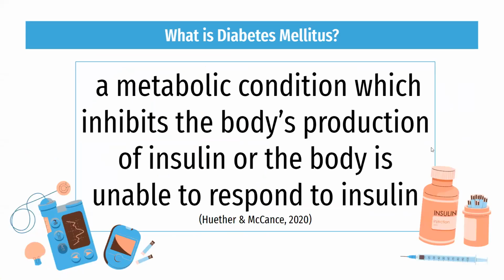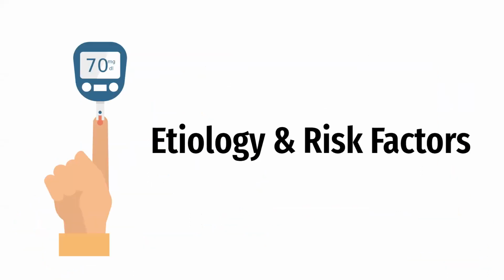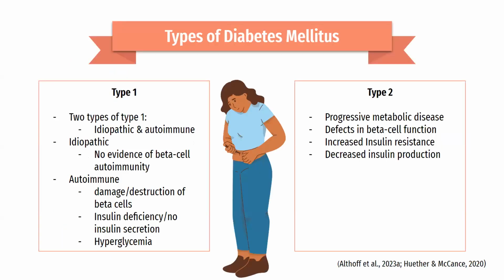So, what is diabetes mellitus? It is a metabolic condition which inhibits the body's production of insulin or the body is unable to respond to insulin. We are going to discuss the etiology and risk factors of diabetes mellitus, but before we do, we have to differentiate between the types. In this PowerPoint, we are mainly focusing on type 1 and 2.